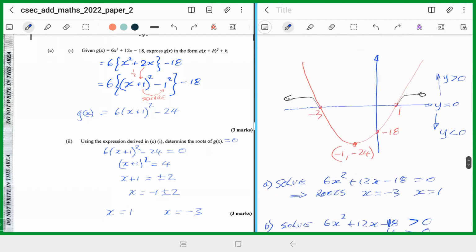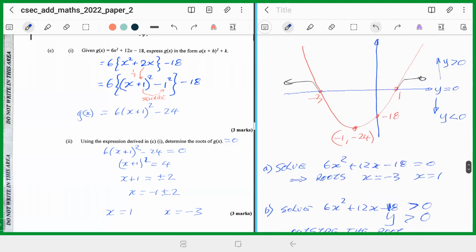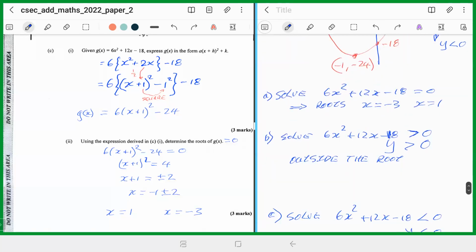So for this smile sketch, outside the two roots, for where the graph is greater than 0, you can see the graph goes above the x-axis to the right of this root and to the left of this root, outside them. And when it's outside the two roots, the solution is that x is less than the smaller one, which is negative 3, or x is greater than the larger one, which is positive 1. And you have to write them as 2 separate inequalities.